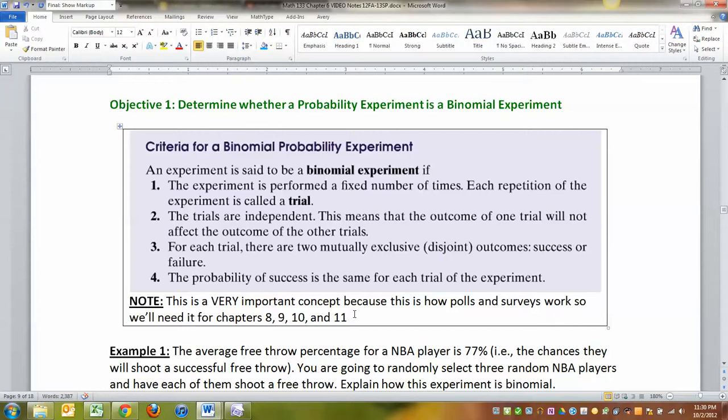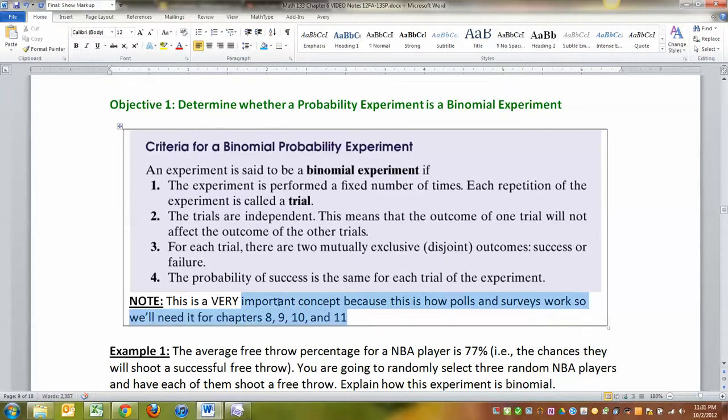For each trial, there are two outcomes. Either you say, yes, I approve of Obama's job so far in office, or I do not approve, failure, right? And the probability of success is the same for every person. It's whatever it is, the mood of the country, right? So if 52% approve of President Obama at this point in time, then you expect that probability of success to be 0.52 for every single person, right?